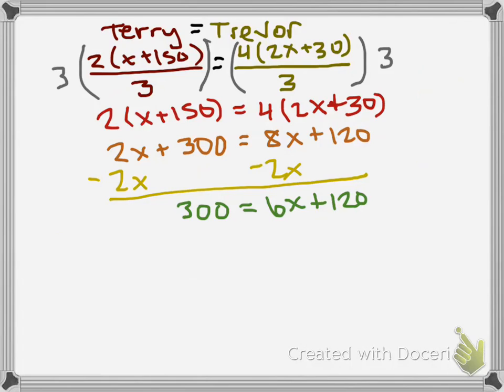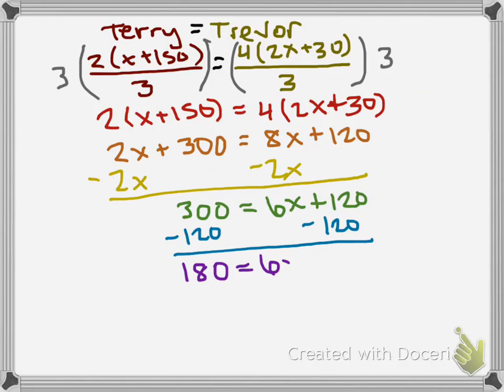My goal is to get x all by itself on one side of the equation. Right now I'm adding 120 to the 6x, so I'm going to subtract 120 from both sides, leaving me with 180 equals 6x. So if 6x equals 180, I divide by 6 to find out that 1x equals 30. So if x is 30 downloads, that's Tom's downloads.